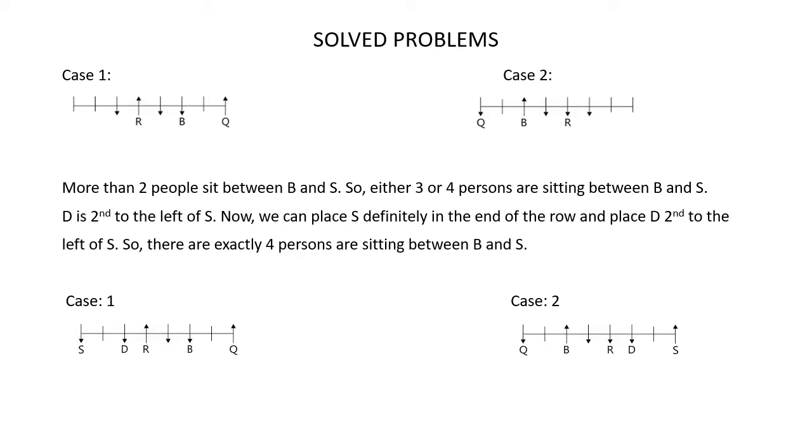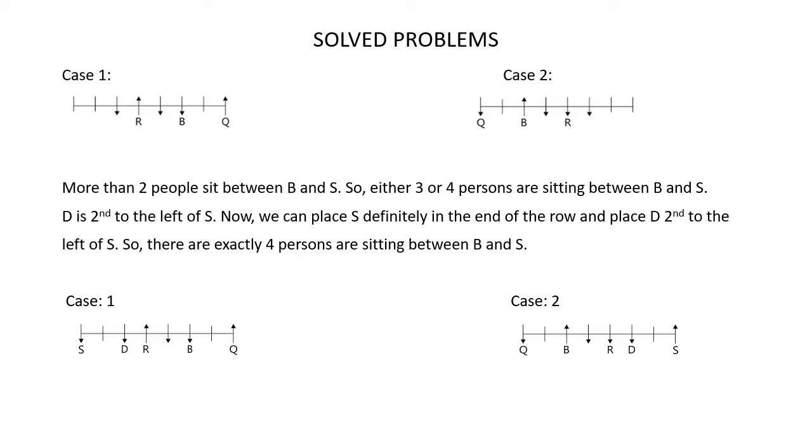Now you can see that there are 4 persons between B and S. Also D is second to the left of S. So obviously S has to face south, only then D can sit second to the left of S. So in case 1, the positions of S and D will be like this.